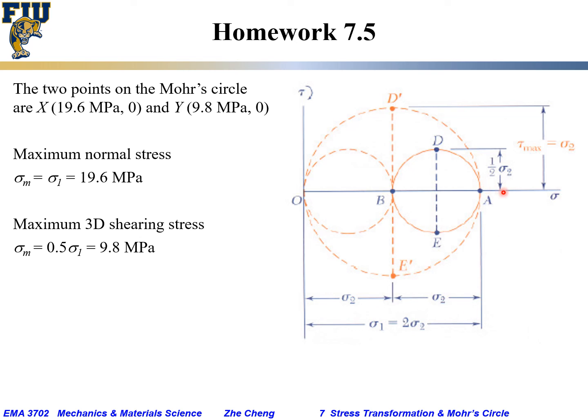So the maximum normal stress in 3D would just be the hoop stress, 19.6 megapascal. The maximum shearing stress in 3D would be half of sigma 1, or the D prime point. It would be 9.8 megapascal, or half of sigma 1. Okay.